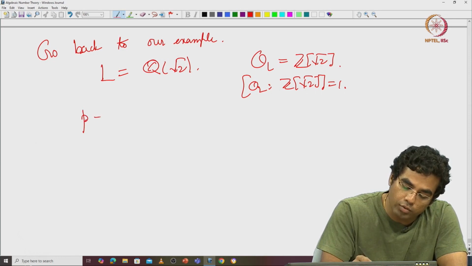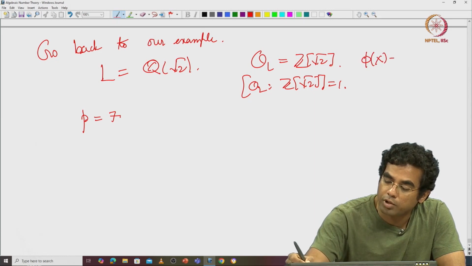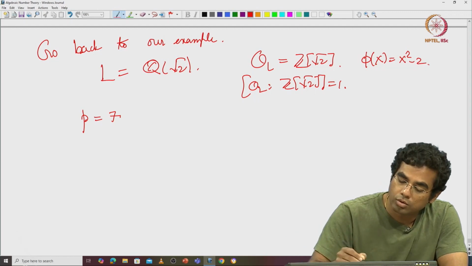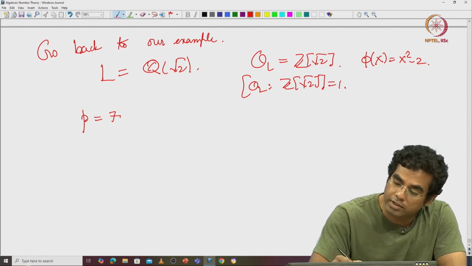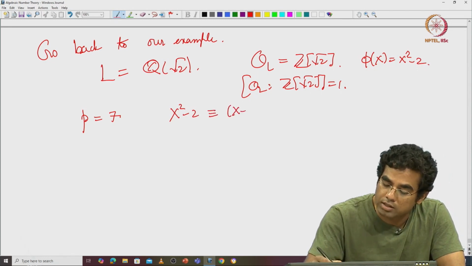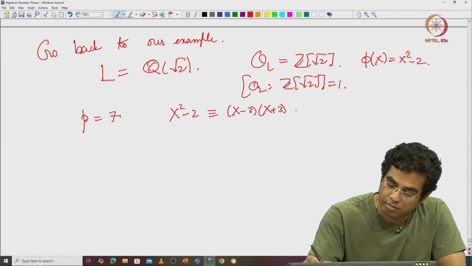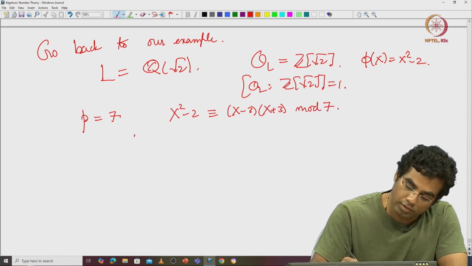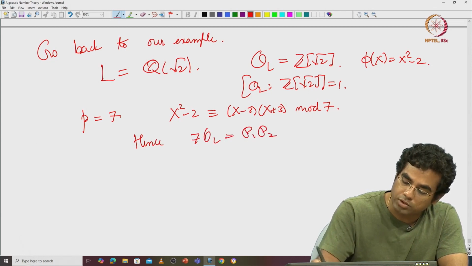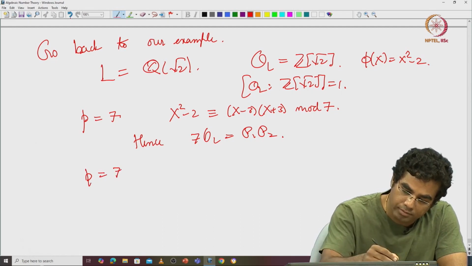So, again look at p equal to 7, and so you consider the minimal polynomial of this over Q_7 or F_7. So, x squared minus 2 is congruent to (x minus 3)(x plus 3) mod 7. Okay. So, hence 7 O_L is P1 times P2.